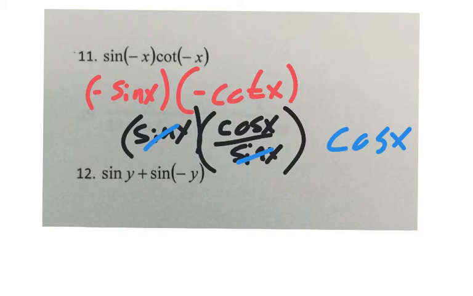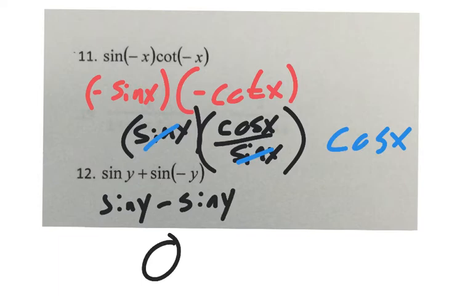All right, what's the deal on 12? I have a negative in the argument of sine. A negative in the argument of sine comes out front as a negative. So this becomes sine of y minus sine of y. Well, that's 0. If I have something and I subtract it away, then I have nothing.